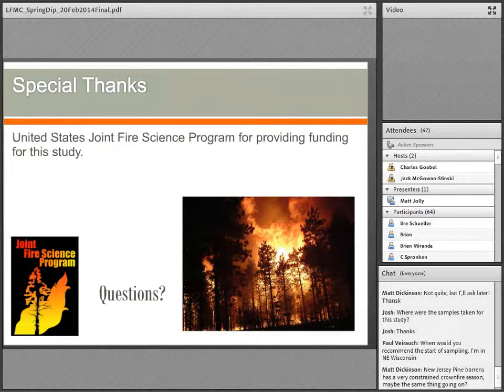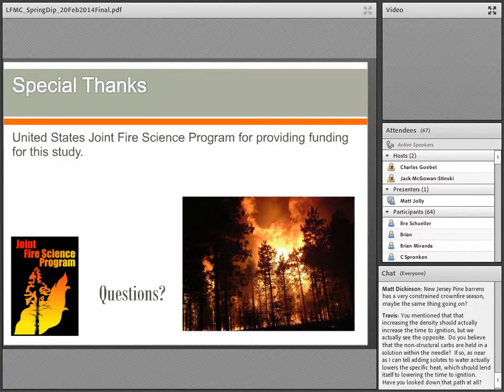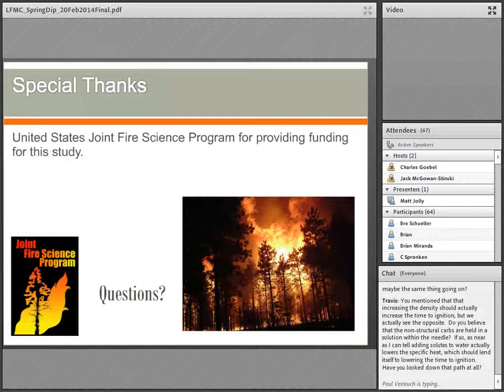Matt, I think we'll find that this is going to be the same thing in a lot of places. What we found is that even here in western Montana, looking at Douglas fir, we have a spring dip in Douglas fir and in lodgepole pine, and we found the very same thing, that those things are driven by changes in density and changes in the chemistry.